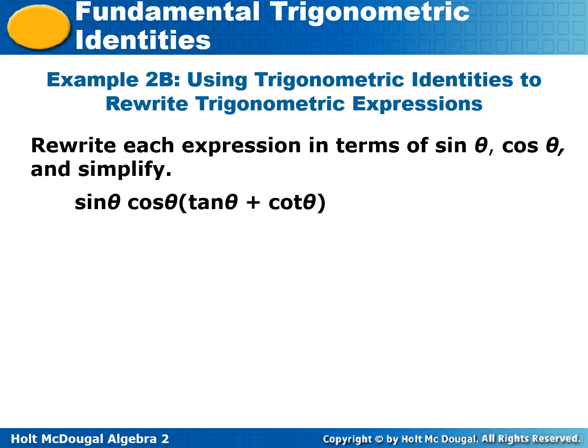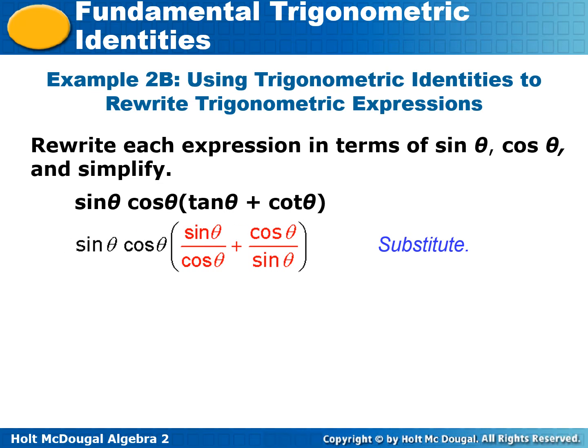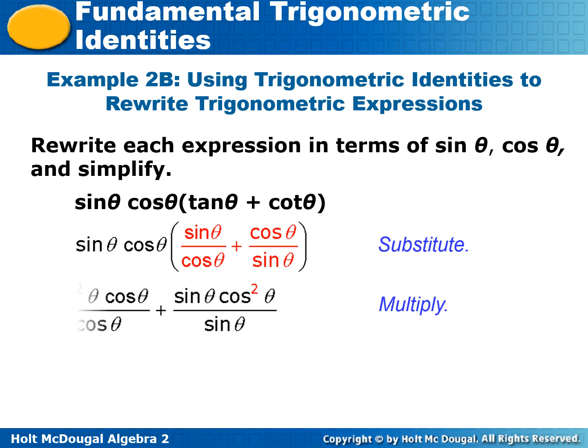Now let us have sine theta, cosine theta times tangent theta plus cotangent theta. So in here, we are going to rewrite each expression. So we copy sine theta times cosine theta, and then we are going to have the reciprocal identity of tangent and cotangent. So tangent is equal to sine theta over cosine theta, while cotangent theta is equal to cosine theta over sine theta. So from here, we are going to multiply.